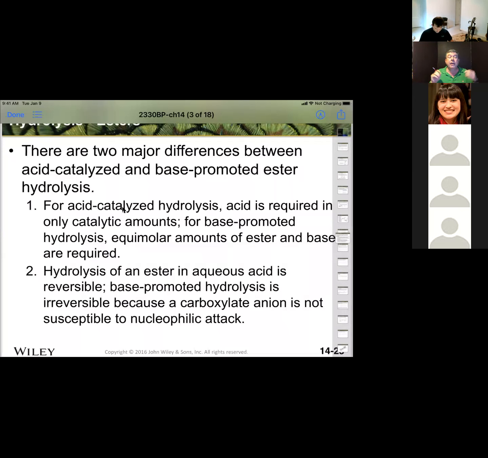Okay. In the case of the acid catalyzed system, it is reversible because you have the carboxylic acid that can now be attacked by the alcohol as the nucleophile, and it can go back to give you the ester. But in the base promoted, because you're ending up with the carboxylate ion, it itself is not susceptible to nucleophilic attack, and it's a poor nucleophile, so it doesn't attack other things, and therefore the reaction stops.